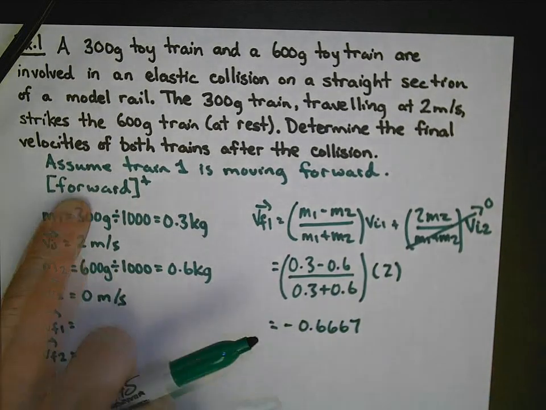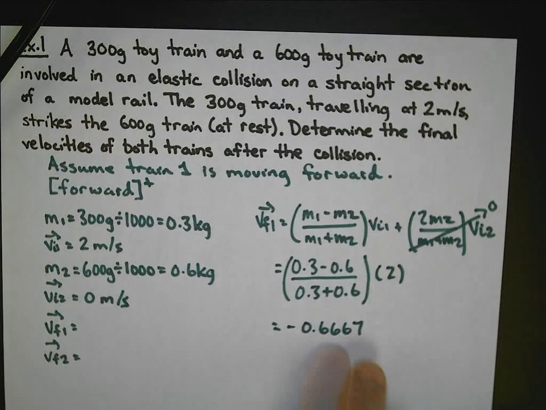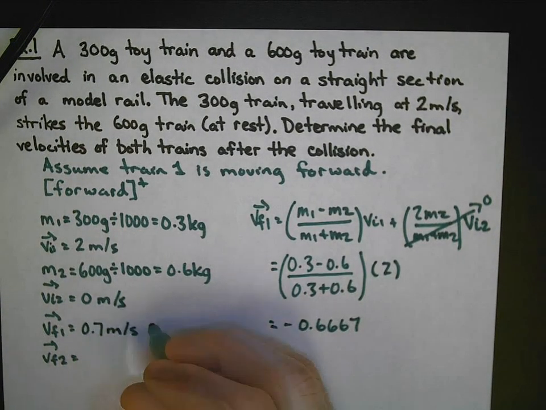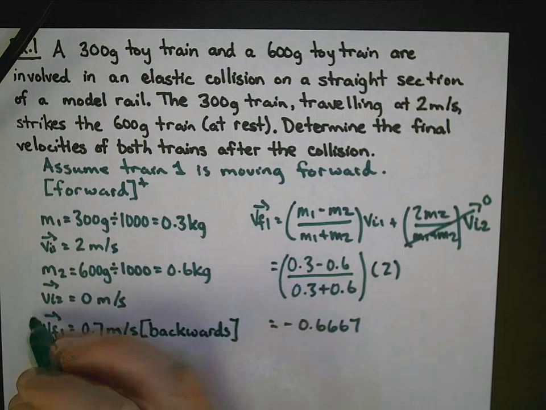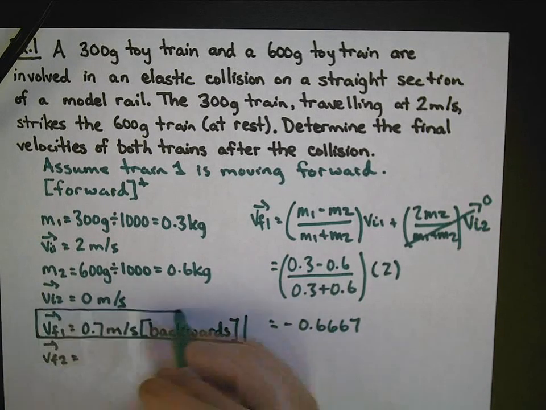So since I assumed that it was initially moving in the forward direction, that tells us that this is moving in the backwards direction after the collision, and that will be at 0.7 meters per second backwards. For the final velocity of that 300-gram train.